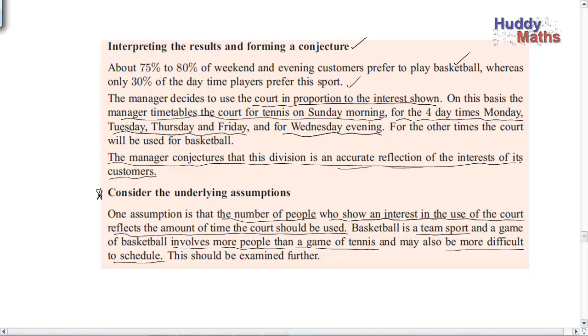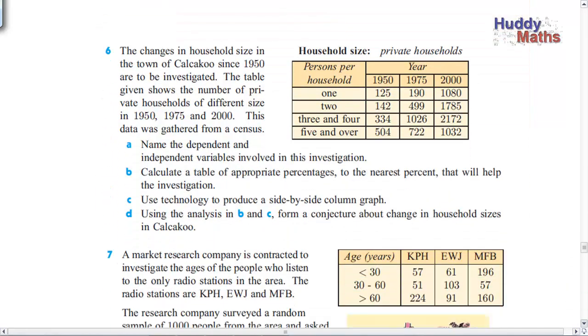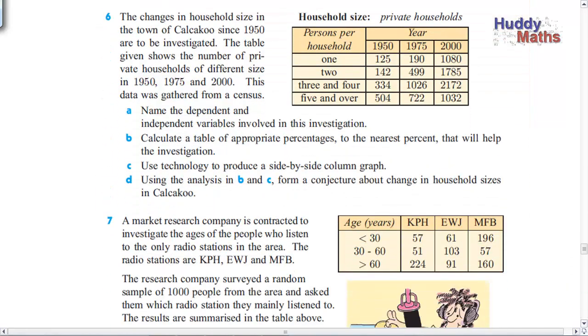Okay, I hope some of these words are clear to you now. Okay, let's look at another question here. A couple. Question 6.